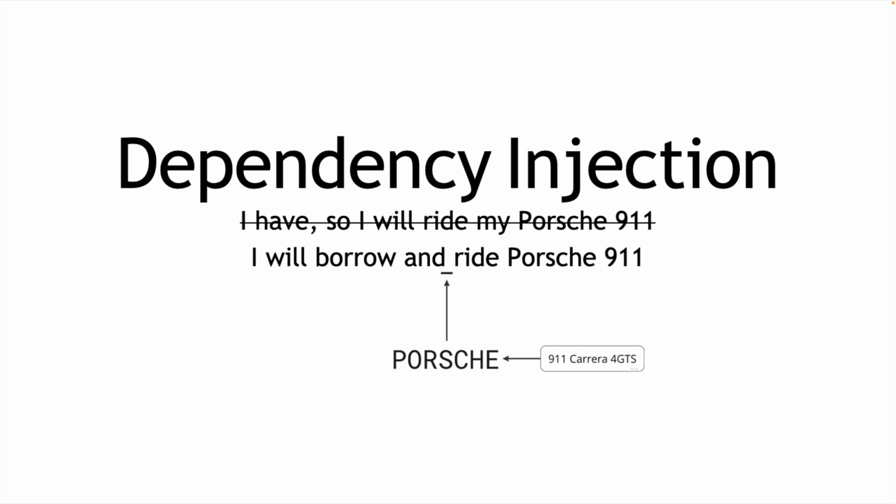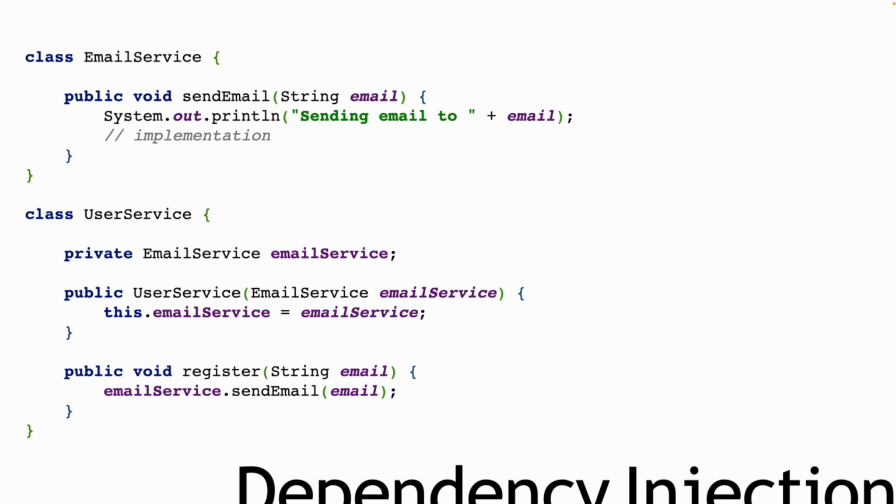Speaking of the code, in this case we will borrow the instance of the email service. We refactor our code a little bit. The email service stays as is, but the user service has been changed. As the constructor's argument, we are getting the email service instance, assigning it to a property and using it in the register method. What are the advantages of such a refactoring?